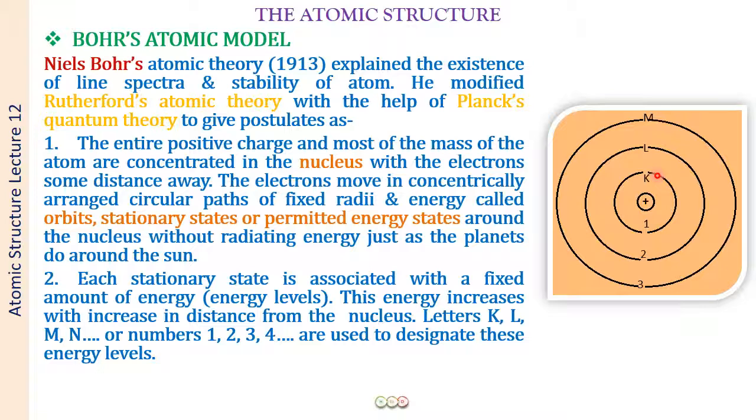The first shell is going to have some energy. The second shell is going to have some higher energy. So the least energy is with the K shell, then the L, then the M. And otherwise, if you count them 1, 2, 3, the first from the nucleus would be 1, then second and third and so on. Fine. So this is how he designated the energy levels.